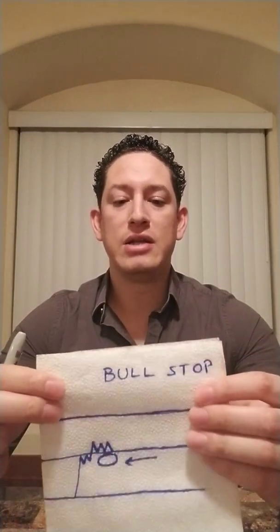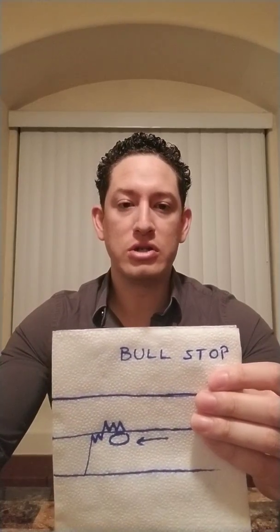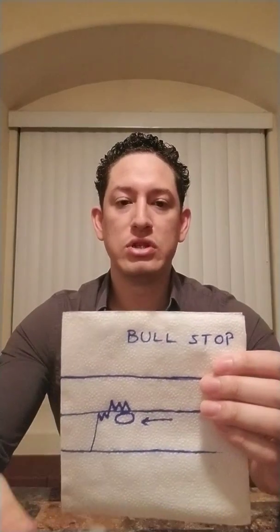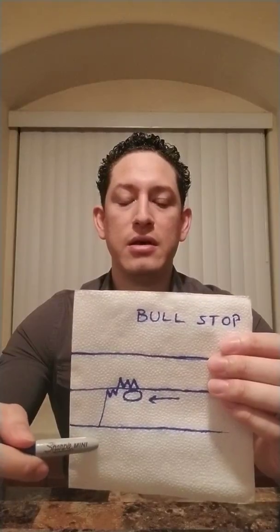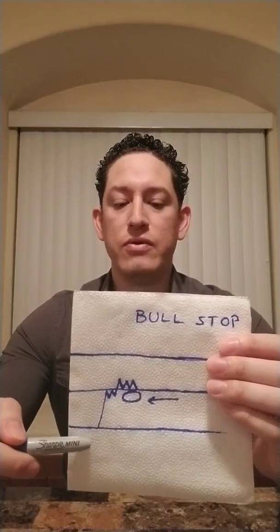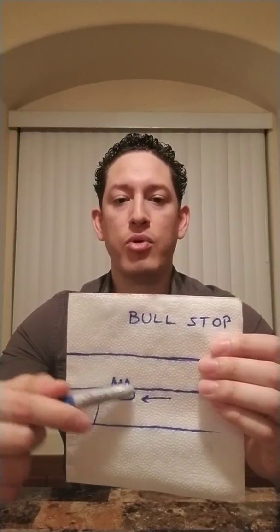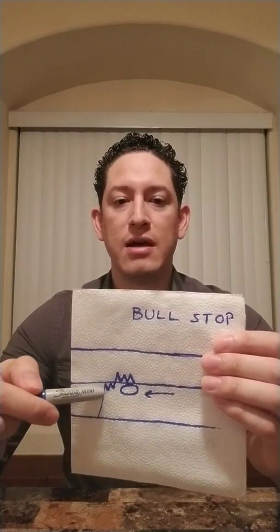It's super simple. When I'm explaining my stops, I always start with a bull stop because that's really where you should start your stops. Bull stop is where basically the trajectory of the candles is going upward, and in this case, it's kind of forming a bull flag.